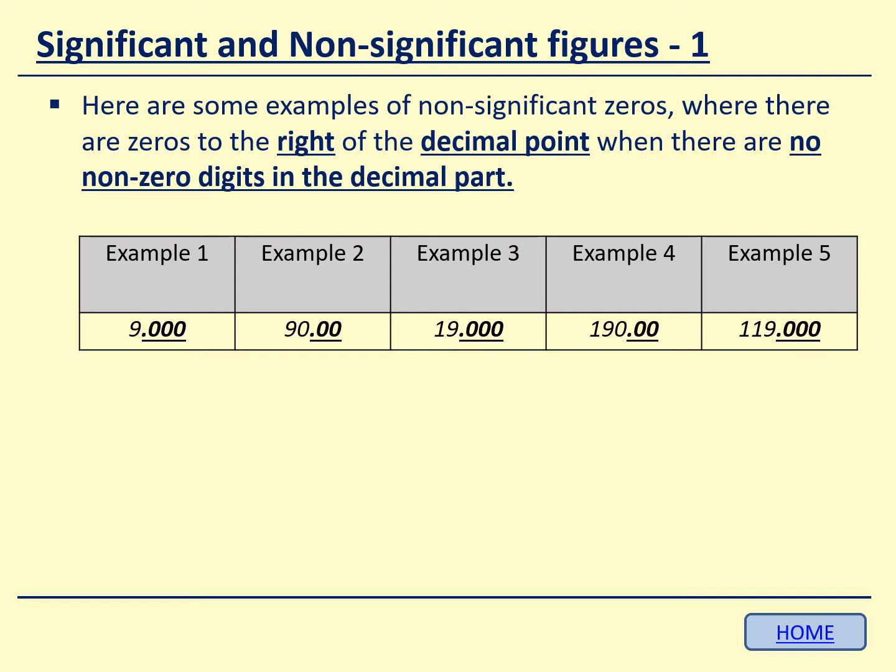So that 0 after the 9 is very important. Example 3, 19.000. Those 3 zeros aren't significant because they're after the point. Example 4, the 2 zeros after the point are not significant, but the 0 after the 9 is important because it's 190. And example 5, the 3 zeros after the point are not important.